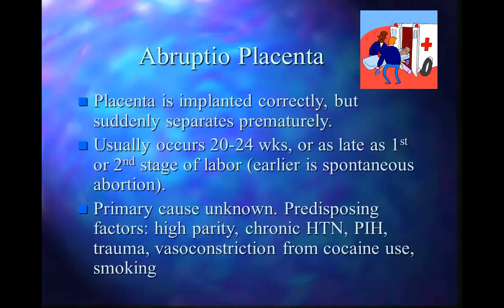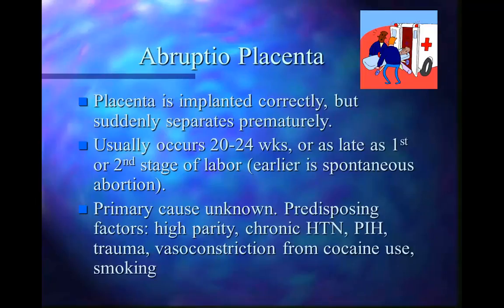Okay, then abruptio placenta. This placenta is implanted correctly in the right place in the fundus, but it suddenly separates prematurely. It usually occurs around 20 to 24 weeks, but it could be as late as the first or second stage of labor. So second stage of labor is when mom is pushing, and it could actually occur then. If it happens earlier than 20 weeks, it's considered a spontaneous abortion.